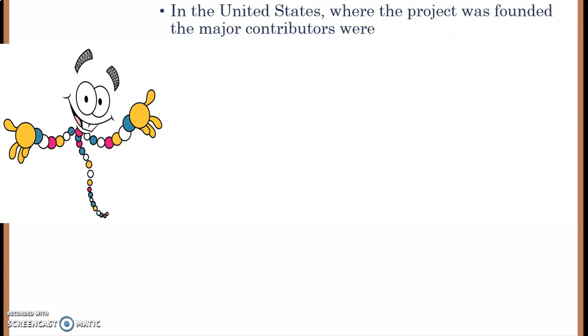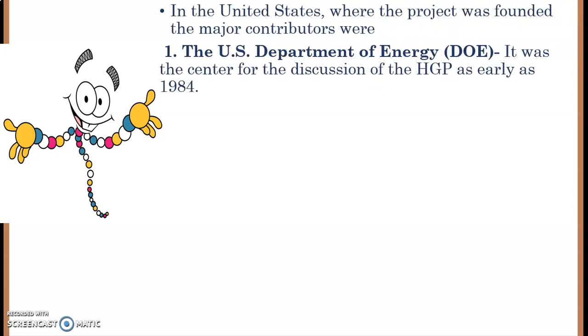Okay, now the government institution that played the major role during the project was the US Department of Energy. It was the center for the discussion of the Human Genome Project as early as 1984. So from the start, the establishment of the idea was initiated in the US Department of Energy.